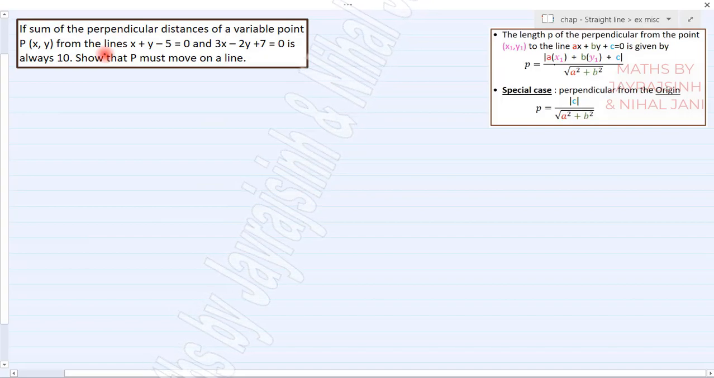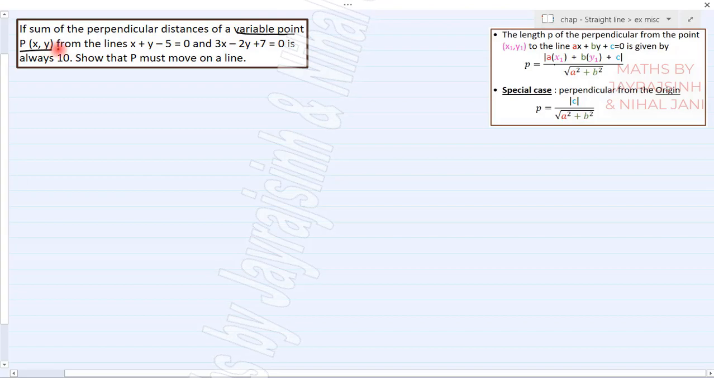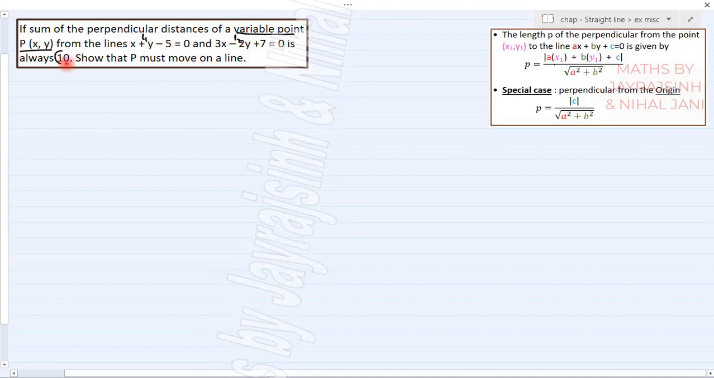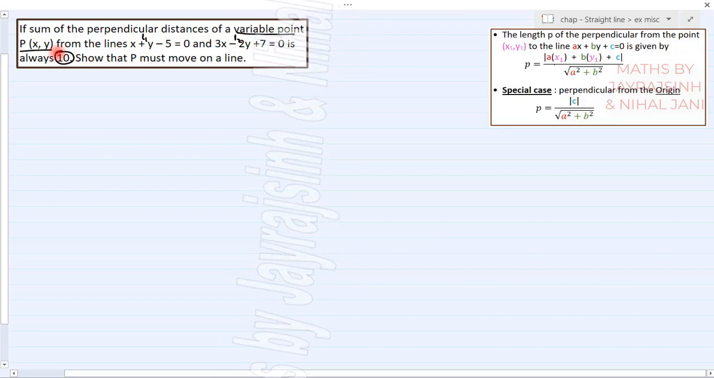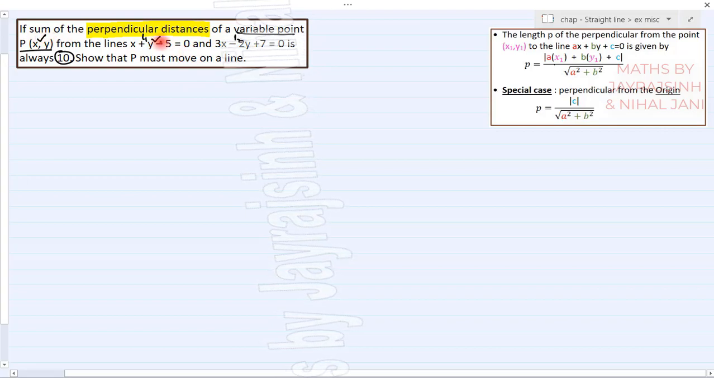Here we have one interesting question. It is given that if the sum of perpendicular distances of a variable point P from lines L1 and L2 is always 10, then we have to prove that P must move on a line. For that, first of all, we have to find the perpendicular distances. We know that we need a point as well as a line.